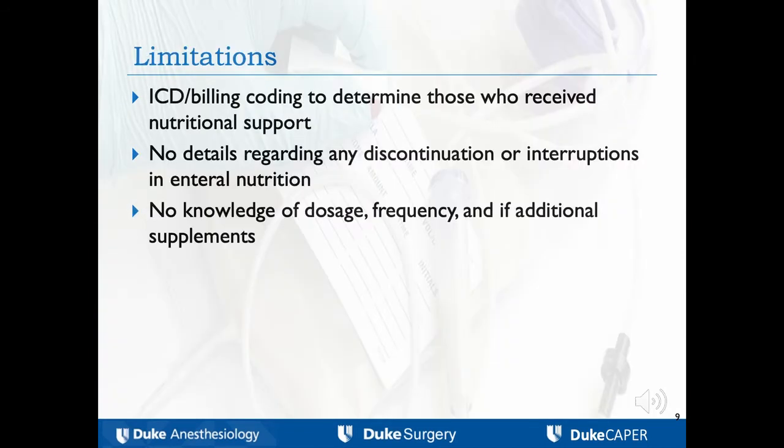Our study's retrospective design has a sizable statistical power with a large sample size, but does have limitations. One of these is the use of ICD billing codes to determine who received nutritional support. The use of coding for our analysis limits access to additional details regarding interruptions of nutrition and also precludes us from knowing dose, frequency, and if additional supplements were used.